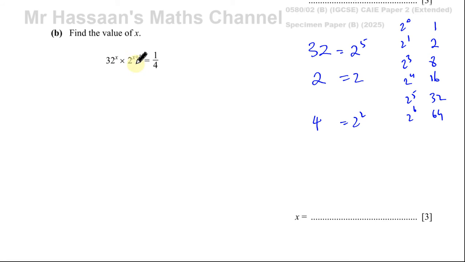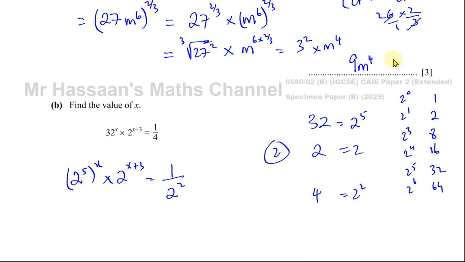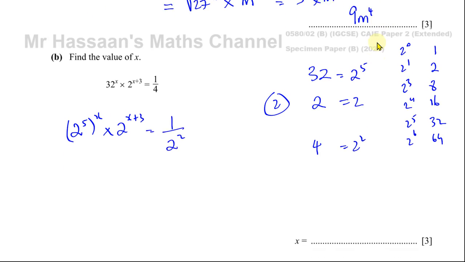So I can express all of these as 2 to the power of something. So this 32 is 2 to the power of 5, but that's raised to the power of x. This is fine as it is, 2 to the power of x plus 3. And this is 1 over 2 to the power of 2. So I've rewritten all of these numbers in terms of the same base, which is 2. And now when I've done that, I can solve this equation a lot easier. So now we're using the same law that we learned up here, that when you raise something to a power, to another power, you multiply the powers.